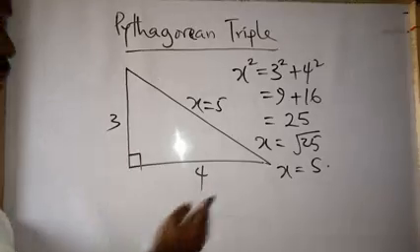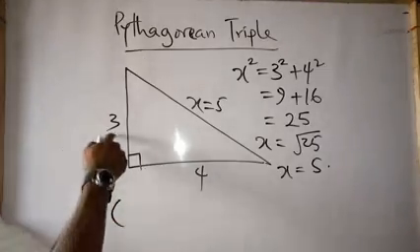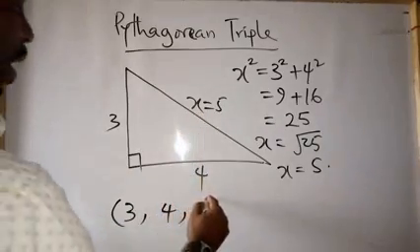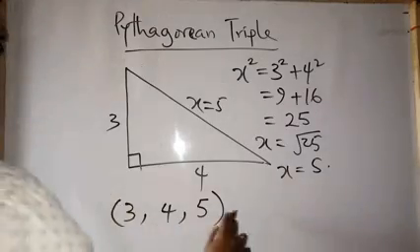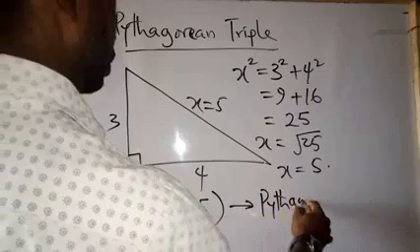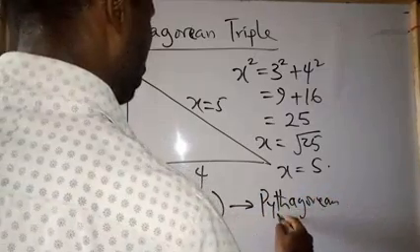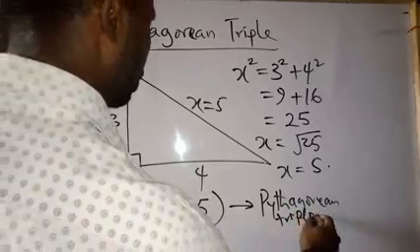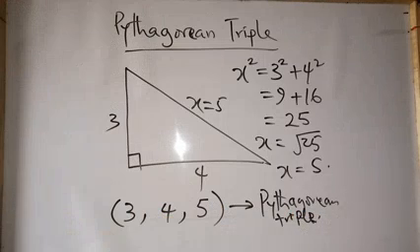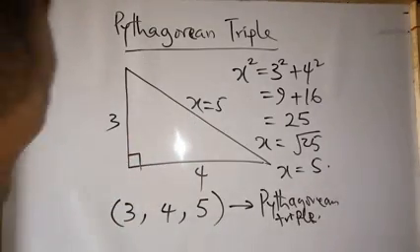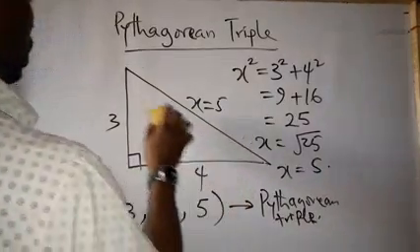Now, when I put all of them together from the smallest to the biggest, this is 3, this is 4, and this is 5. Everything put together is called a Pythagorean triple. So this is a Pythagorean triple. Okay? So master that. Anyone that fits into it is called a Pythagorean triple. Let me give you another example very quickly.